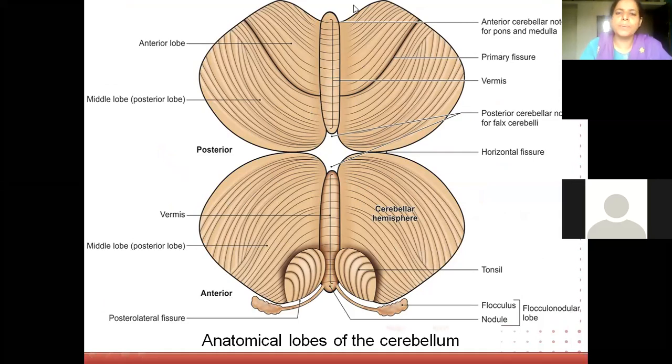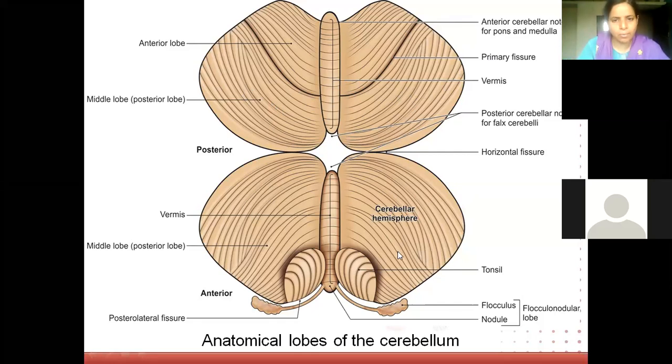On the superior surface we have two lobes. One is the anterior lobe and the next is the posterior lobe. Between the anterior and posterior lobe there is a fissure which is called the primary fissure. Now this is the superior view, when you see from above.